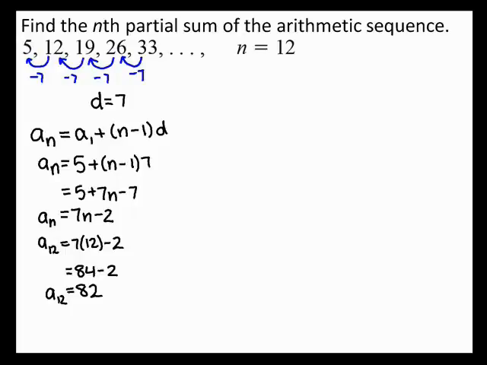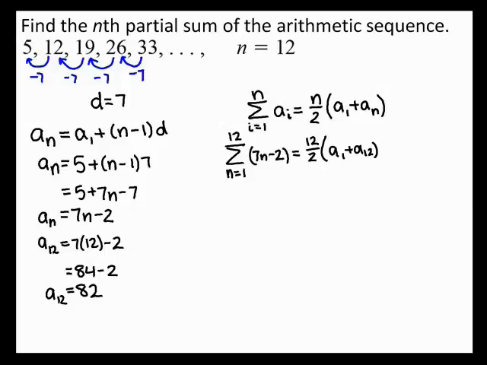Use the nth partial sum formula. Substitute 12 in for n. Substitute 5 in for a sub 1 and 82 in for a sub 12. Simplify 5 plus 82. Simplify 12 divided by 2. Simplify 6 times 87. You find that the 12th partial sum of the arithmetic sequence 5, 12, 19, 26, 33 is 522.